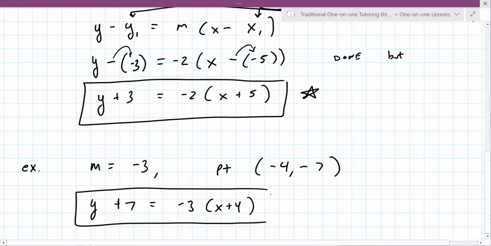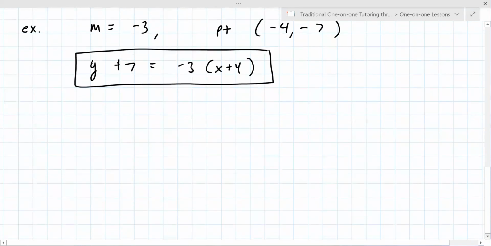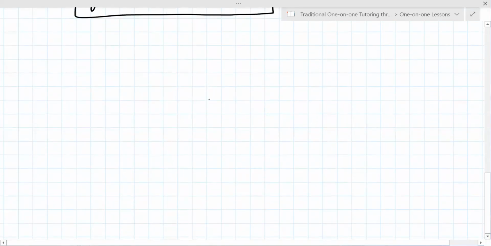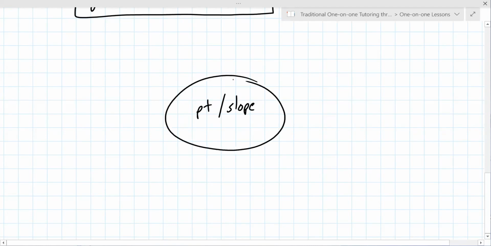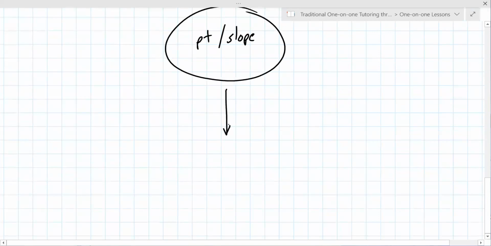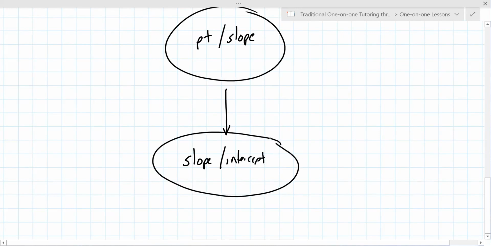All right. So I'm going to make a little diagram here. I really like flow charts. I think they're actually really helpful for learning. So here is point slope form. We're gonna make a little block or circle for it. Here is slope intercept form. So the reason I've drawn it this way is it's very easy to go from point slope form to slope intercept form. And you do this by solving for y.